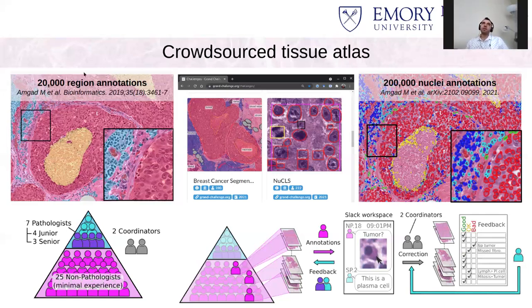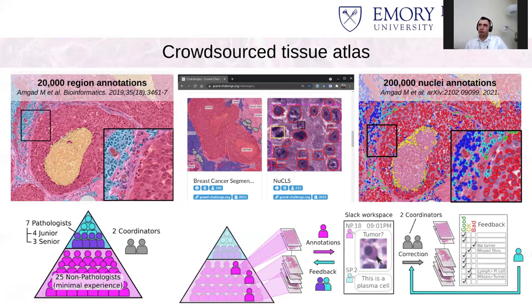In a first iteration, we produced 20,000 region annotations from people in crowds, and we published that. And then in the second iteration, which is the paper that I'm presenting briefly today, we produced 200,000 nuclei annotations. Both of the data sets are publicly available at grand-challenge.org, and there's plenty of people who signed up and started using the data. So this is very encouraging.